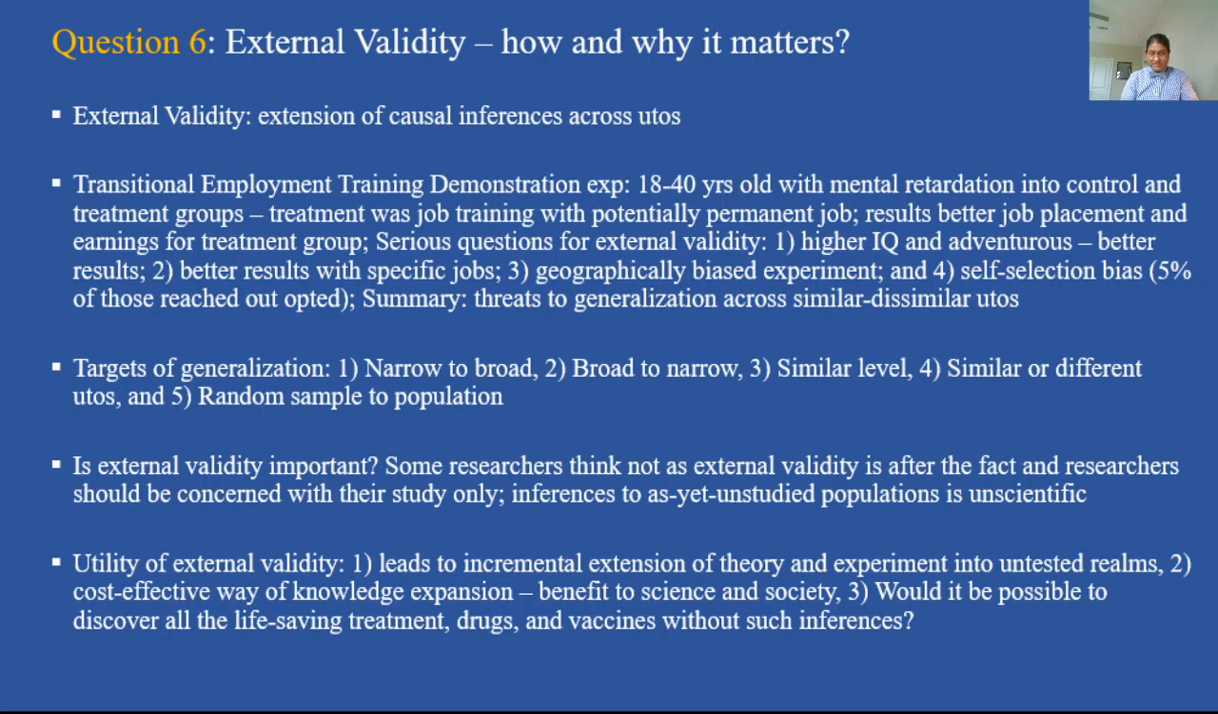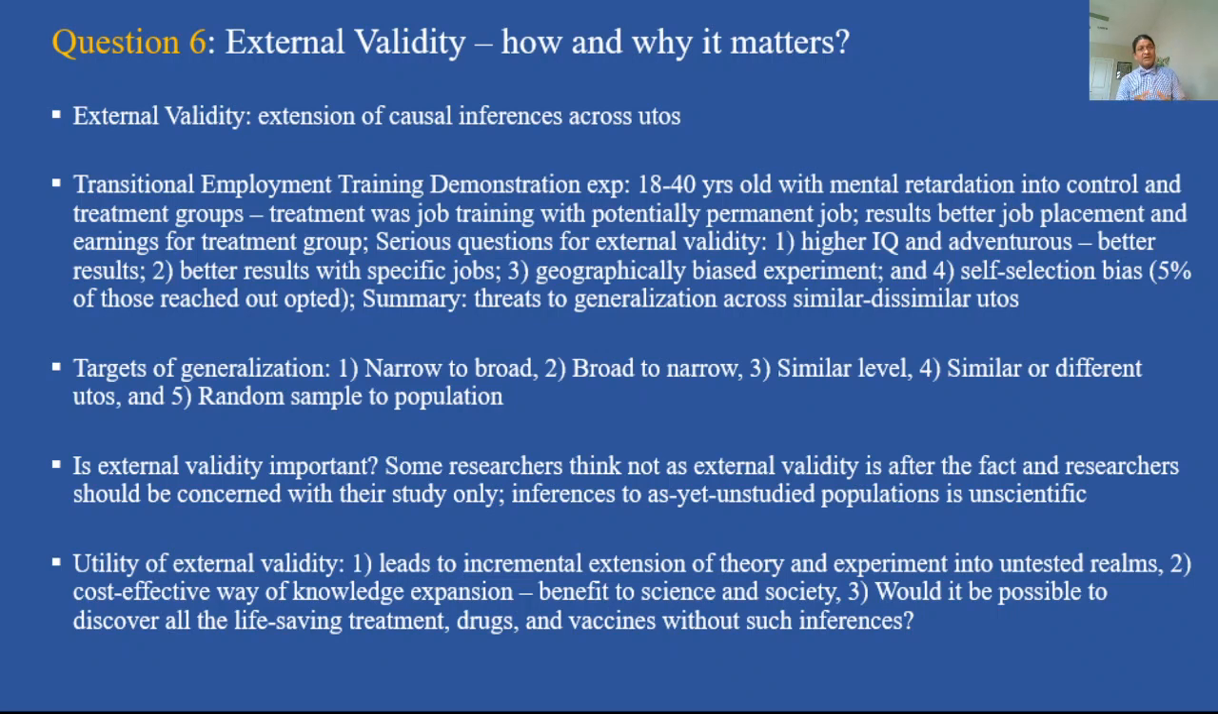What were those? The first is they found that the results were better for those people, as these were all supposed to be a mentally retarded group of people selected for the study. They found that the better results were for those with higher IQ or those who were adventurous and ready to venture out. Second, the type of job that these people were placed in also had a role to play in the outcome. And third, the experiment was geographically biased. There were no sites in the south of the country.